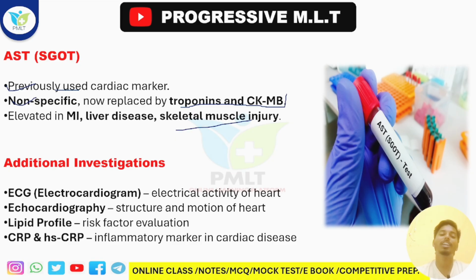For additional investigation, you might do the ECG, which helps to understand whether your heart condition is good or bad. After that, echocardiography helps you understand the structure and motion of the heart. The lipid profile test gives you an overview of the risk factors for heart disease. After that, CRP, C-reactive protein, as well as high-sensitivity CRP, is a marker which helps to identify whether any inflammatory disease or inflammatory conditions are happening or not.